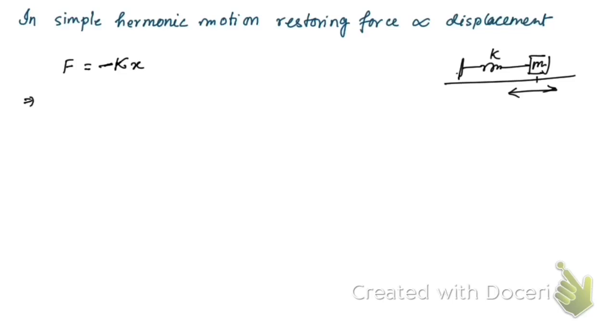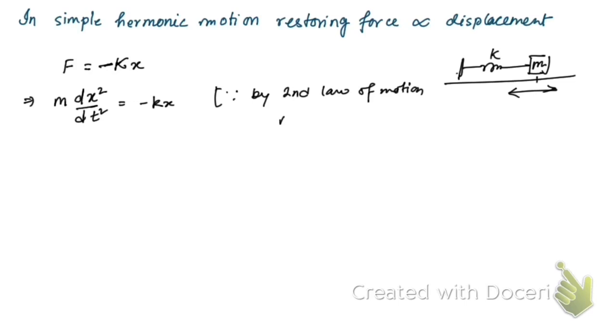According to Newton's second law, force is mass times acceleration, which is the second order derivative of displacement with respect to time t. By the second law of motion, F is equal to m times the second order derivative of x with respect to t. From here we get a differential equation: the second derivative of x plus k by m times x is equal to 0. We have divided each and every term by m.